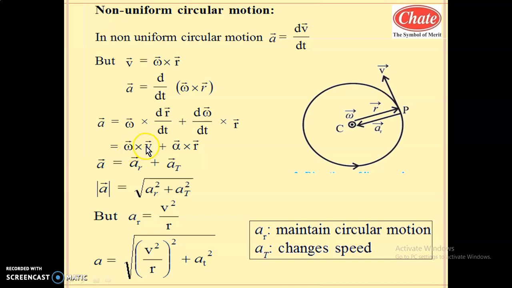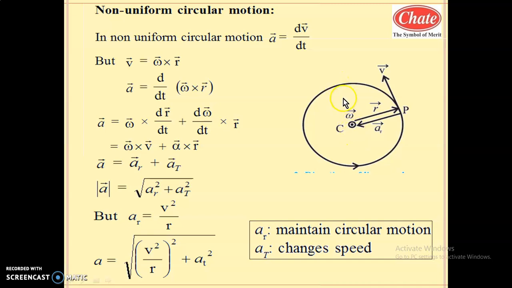Now, why is the direction of this considered along the radius and toward the center? That is again according to the concept of direction in the vector product. Omega direction is along the axis, perpendicular to your screen. V direction is tangential to the path. So you have to take the product from omega to v, which is in the upward direction.